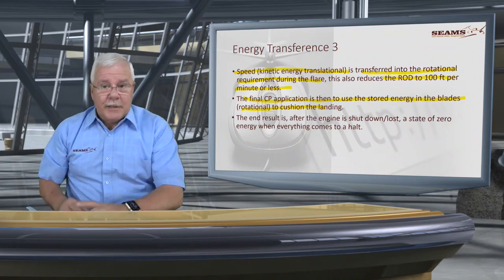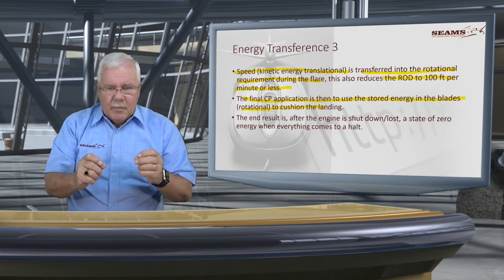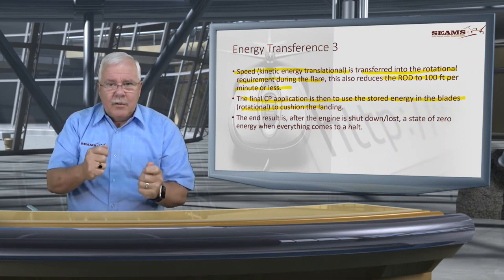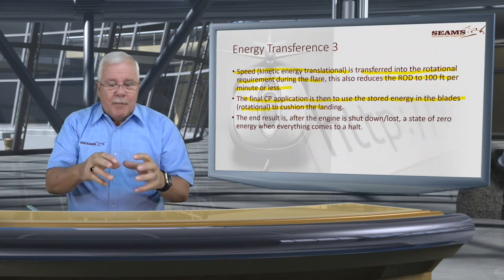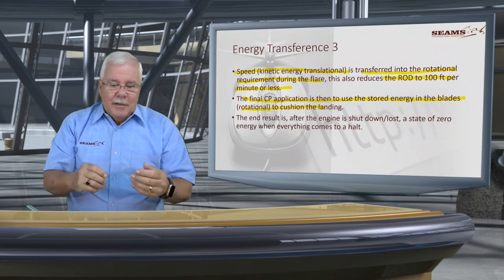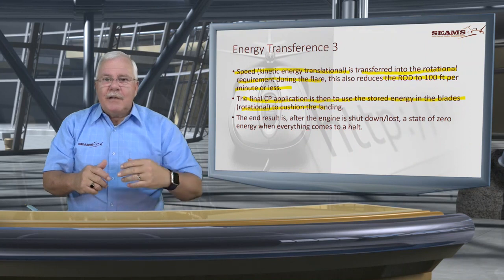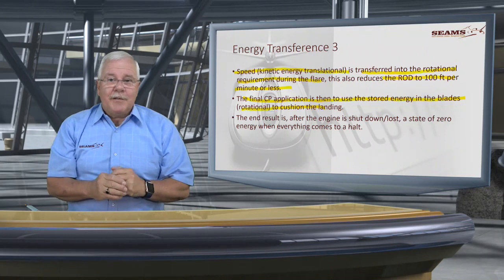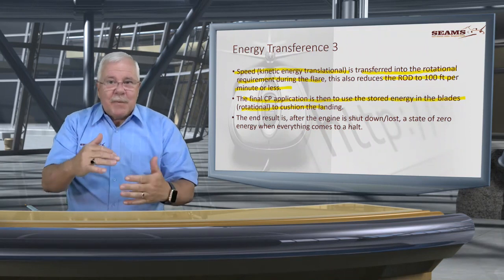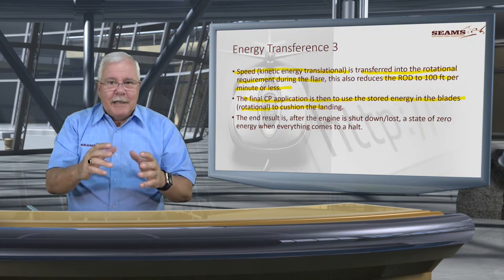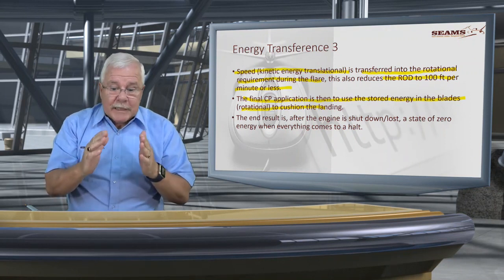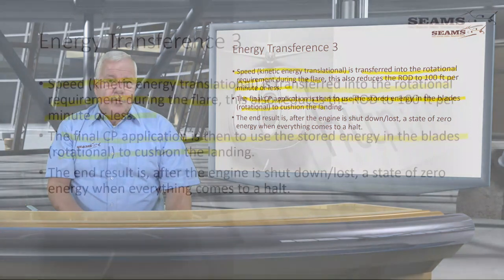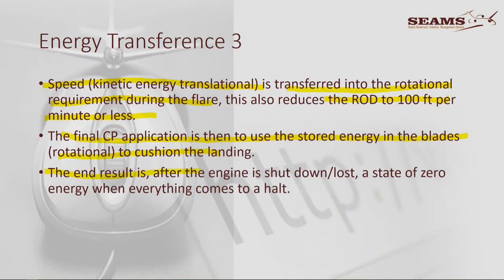We are definitely not yet busy with auto-rotation, but you also need to understand how energies are exchanged. It might be in the extreme form now, but if you've got your engine, then you can use very little engine. You can still use your potential energy. It will go into speed. Speed can be put into a flare effect, and so that's going to become part of your daily operations of your helicopter. The end result is, after the engine is shut down or lost or whatever, a state of zero energy when everything comes to a halt.